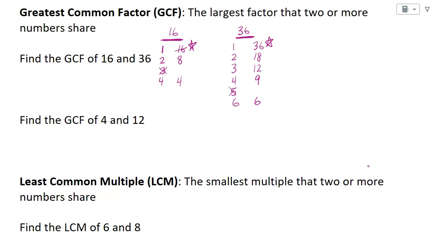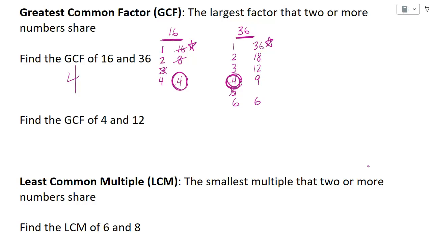How about 8? Well, I'm looking over here. There's no 8, so that's out. What about 4? Well, I find it on the other list. So 4 is the greatest common factor of 16 and 36.